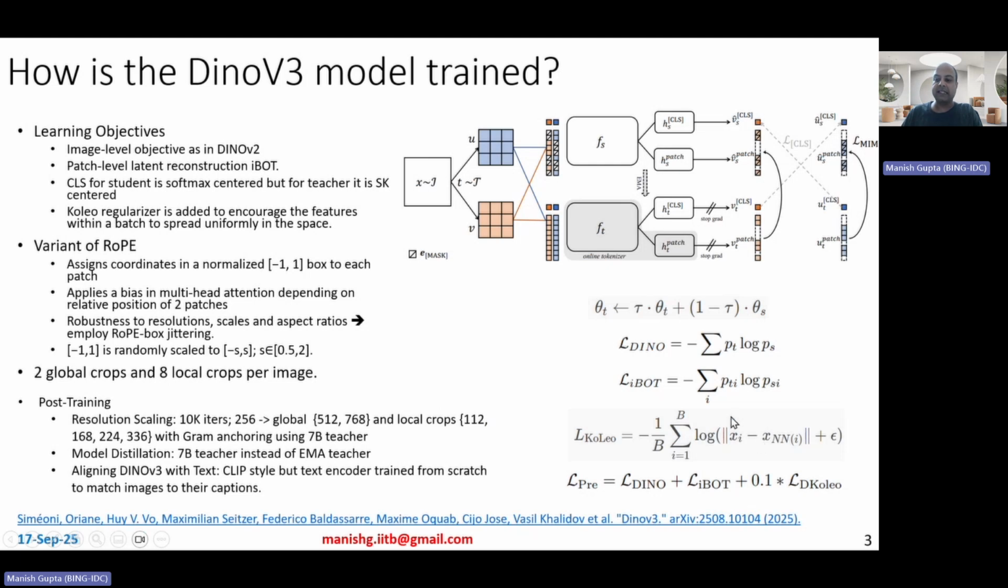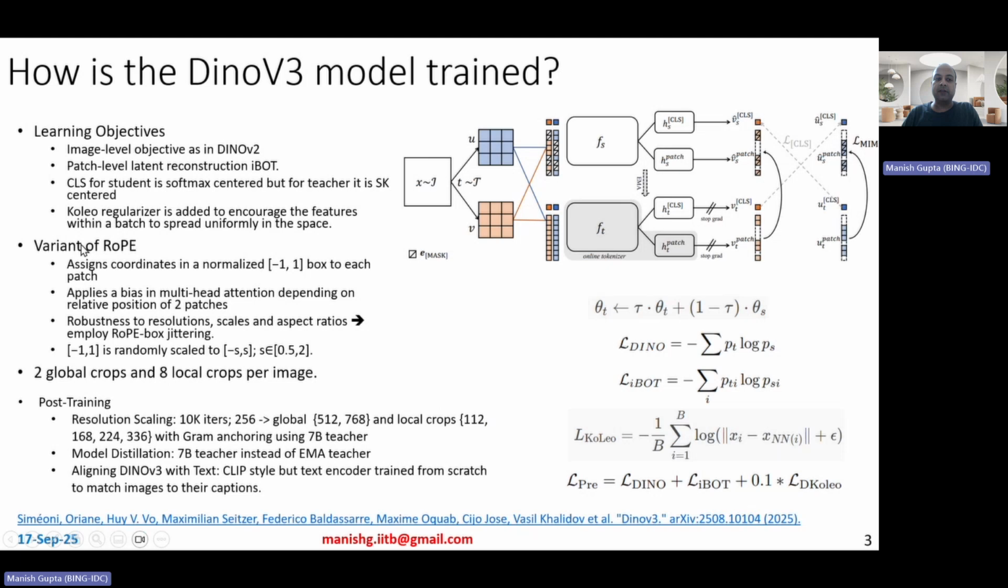You want to ensure that this distance is minimized, which basically means that the distance between individual image features is maximized. So essentially, you want to ensure that the features within a batch spread uniformly in the space. They are pretty spread out rather than being very, very similar to each other. Okay. So that's the Koleo loss. So essentially, again, this iBOT and this Koleo loss are all a part of DINOv2 anyway. So there's nothing new here in DINOv3, but this is all also used in DINOv3, right?